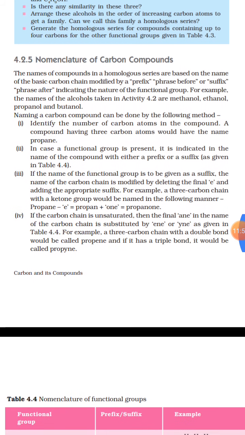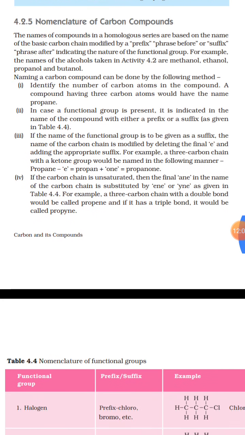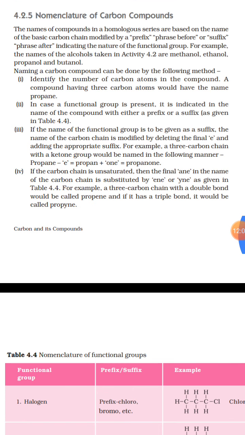A compound having 3 carbon atoms would have the name propane. Similarly, students, if 2 carbon atoms, it will be ethane. If 5 carbon atoms, it will be pentane. If 4 carbon atoms, it will be butane. Okay, students, now come to the second point.